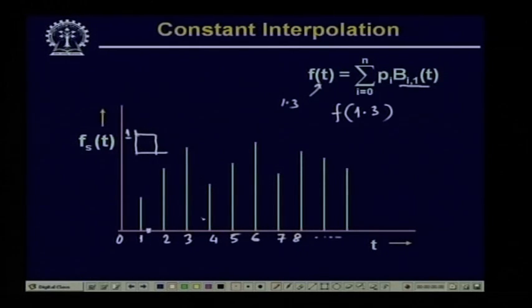B_{1,1} is equal to 1 for all values of t from t equal to 1 to t equal to 2, but excluding t equal to 2. So, if I interpolate this function using this B_{i,1}(t), you will find that this interpolation will be of this form.